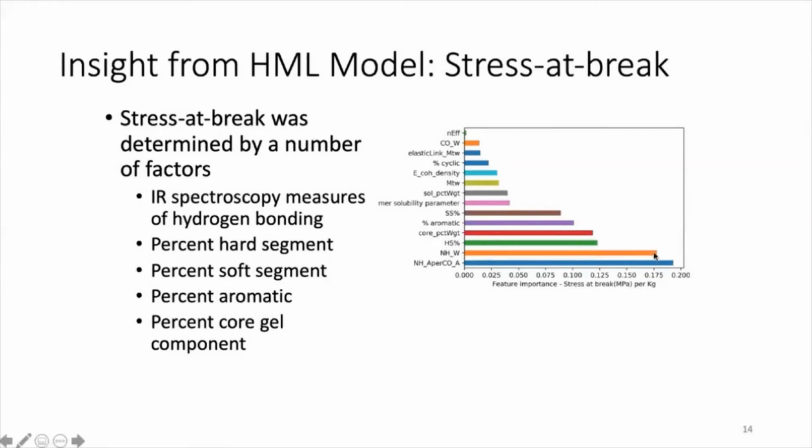And so what we see here is that, for example, the stress value at the break was most strongly correlated with changes in the infrared spectra, which we associated with the intermolecular hydrogen bonding. That was interesting because it suggested that the last bond holding these materials together before they broke was in fact these hydrogen bonds, which is physically reasonable.